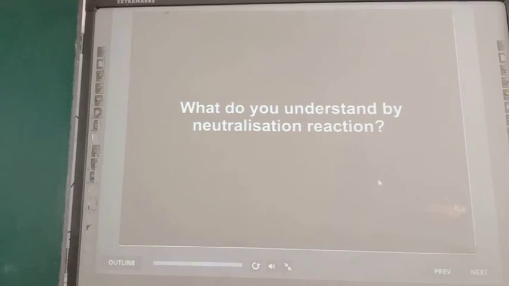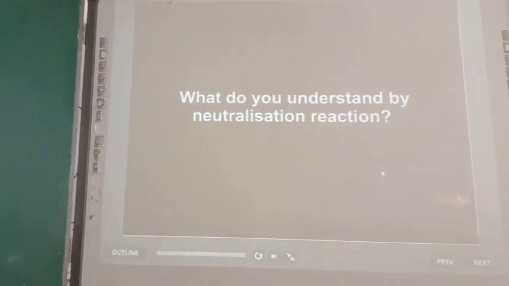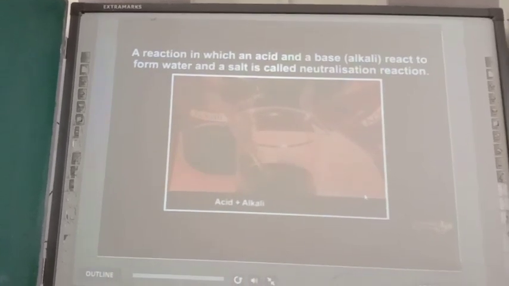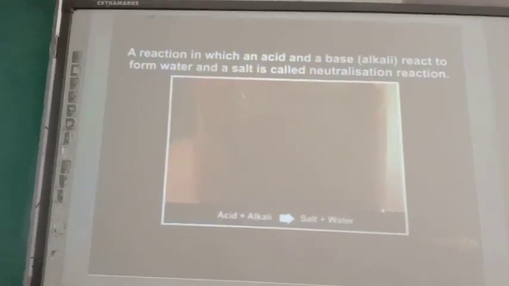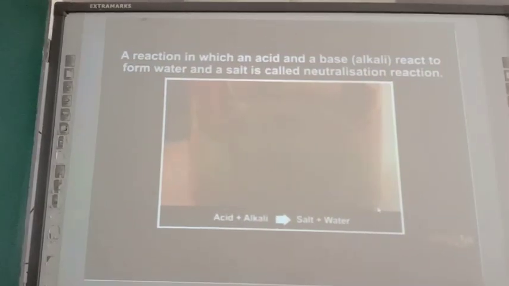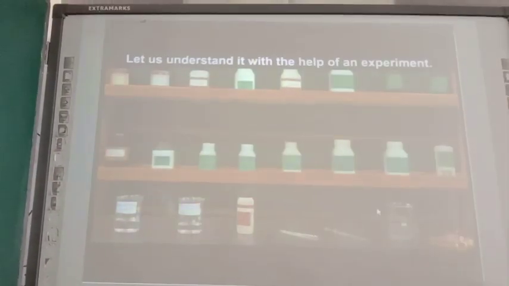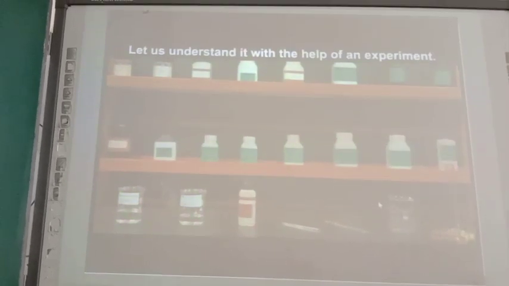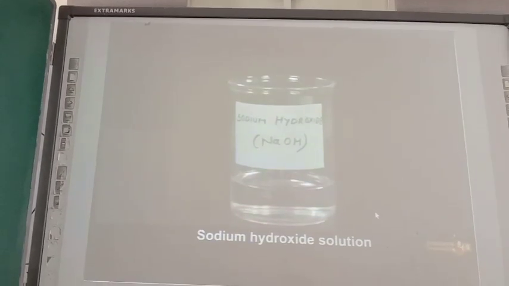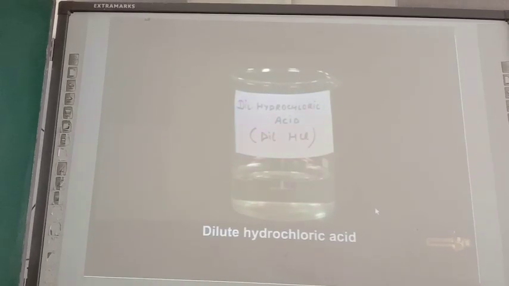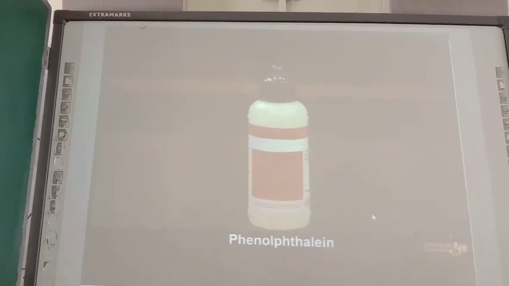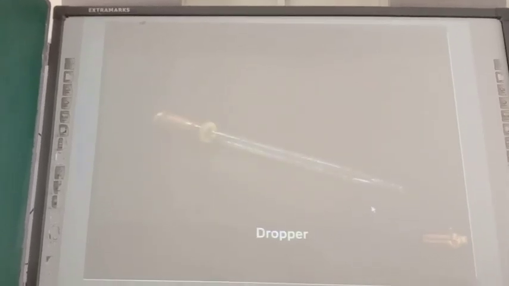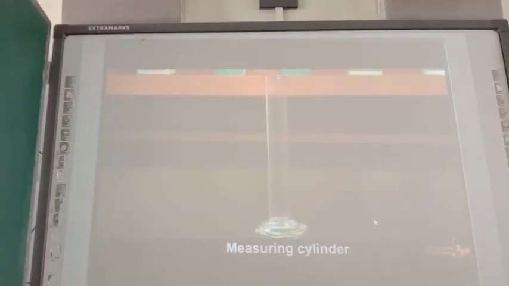What do you understand by neutralization reaction? A reaction in which an acid and a base react to form water and a salt is called neutralization reaction. Let us understand it with the help of an experiment. For this, we require sodium hydroxide solution, dilute hydrochloric acid, phenolphthalein, glass rod, dropper, measuring cylinder, and a beaker.